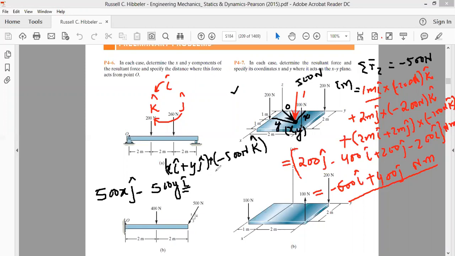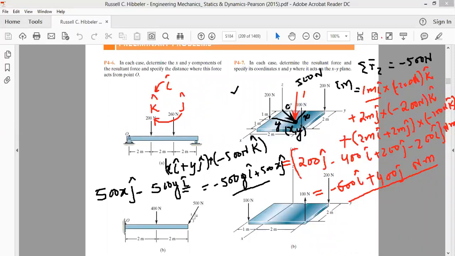This is the magnitude, this is the moment which is produced by, which can also be written as minus 500y I cap plus 500x j cap. This is the moment which is produced by a force of 500 Newton about point O.